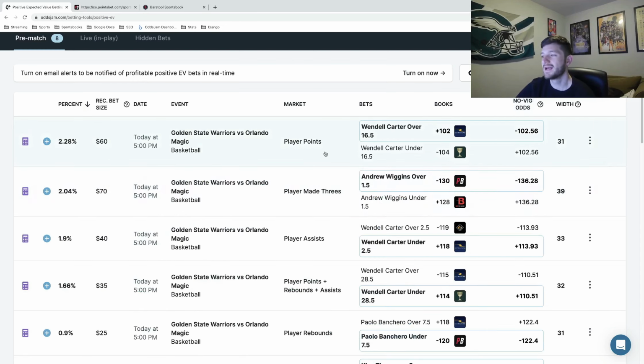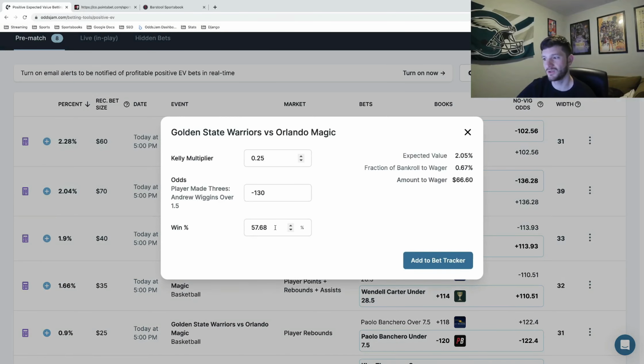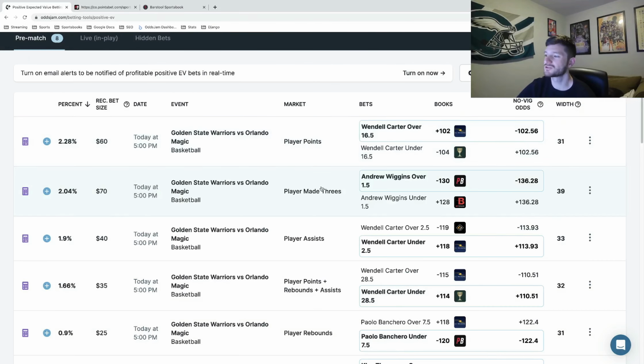But the reason why I liked the Andrew Wiggins one more is it was more likely to occur. If you look at the win percentage, it's just under 58%. So that is part of it. And also, it's a little bit of a bigger outlier compared to the rest of the books than the Wendell Carter one is. Still like it, just not for as high of a unit size.